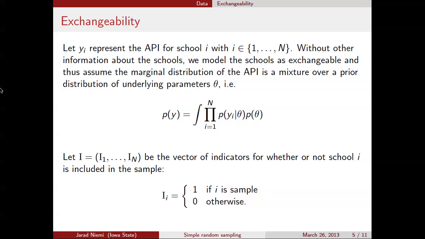And the other thing that we're going to use is an indicator of whether the school is in the sample or not. Right? So here I is a vector of the same length as y, and it's just 1 if it's in our sample and 0 if it's not.